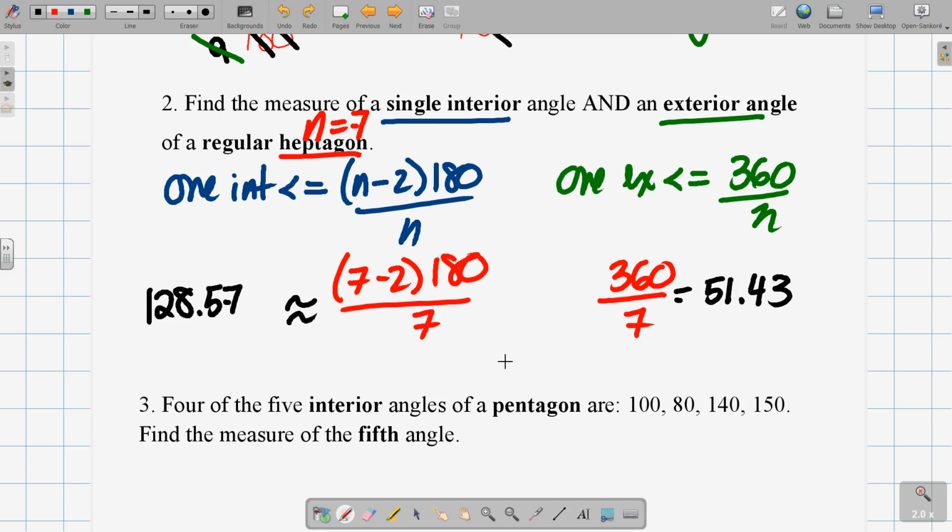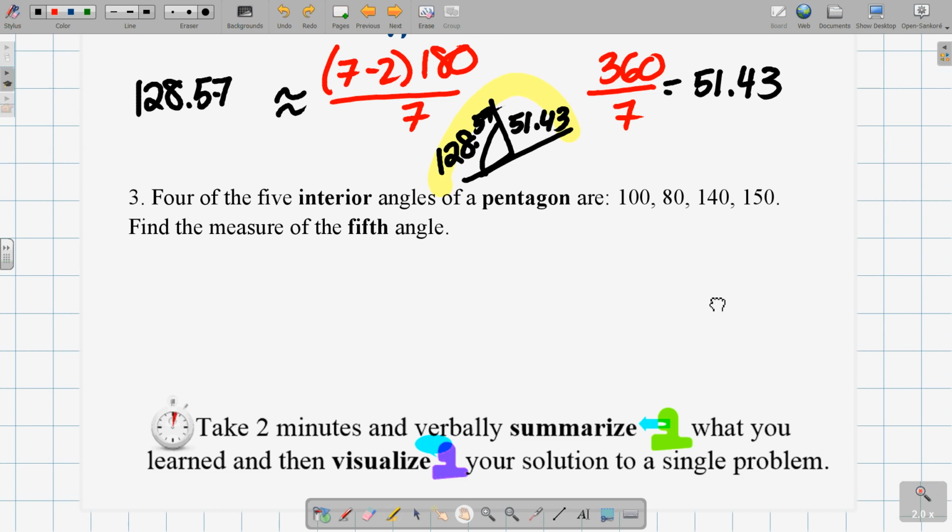So what this is saying is in a certain corner of a heptagon, our interior angle is 128.57. Our exterior angle is going to be 51.43. And what I want you to notice is that it adds up to 180.